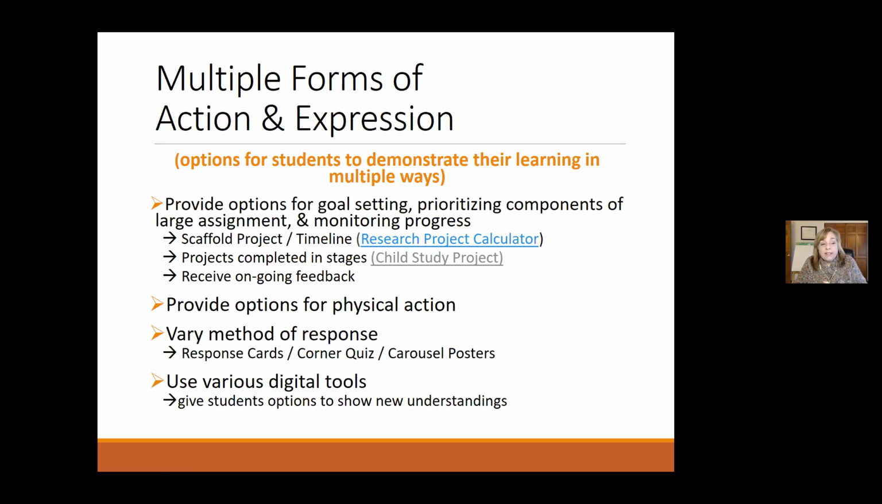During our classes, especially when we get back to meeting face-to-face, or if you meet face-to-face this semester, providing options for physical action and different ways that students can respond. So you can do corner quizzes where students, if it's true or false, they move to different corners of the room, or if it's A, B, C, D, they move to different corners of the room. They get up and move. They get up and move and look at different posters that groups have created.